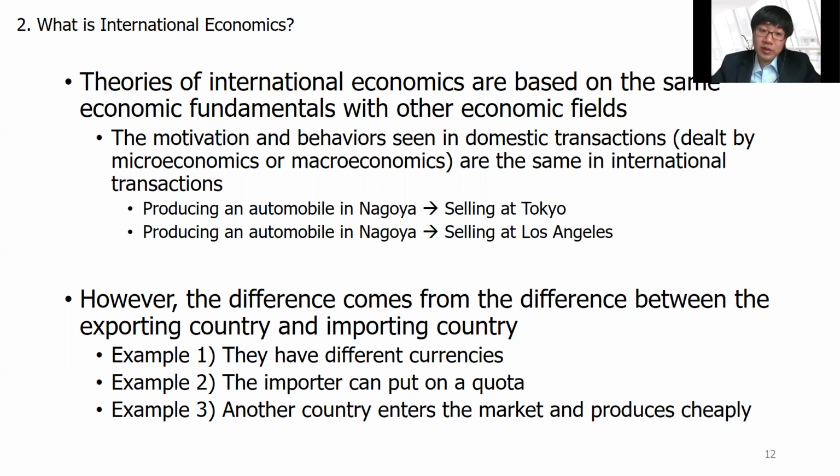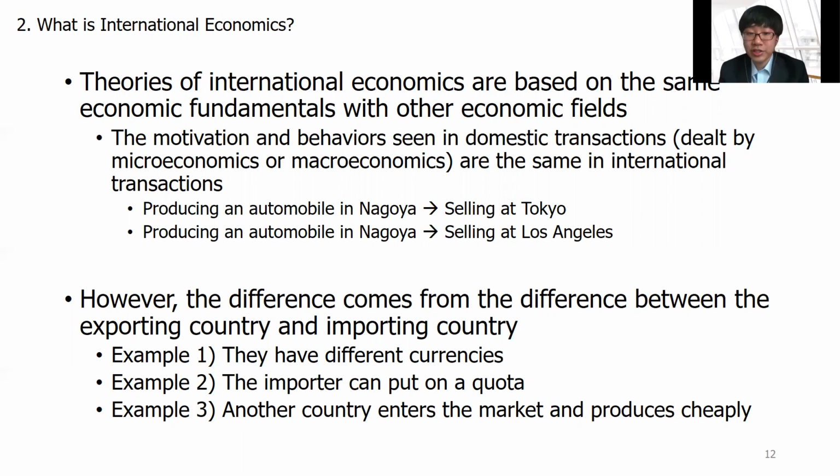And the second example, the importer can put on a quota. That may be a new concept. But for example, if you'd like to limit the number of cars imported from Japan, because you'd like to protect or grow your automobile industry, then the importer may limit the number of cars coming from Japan. So that makes the difference from free trade across countries.